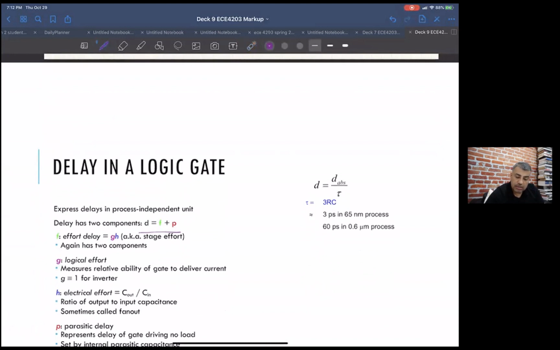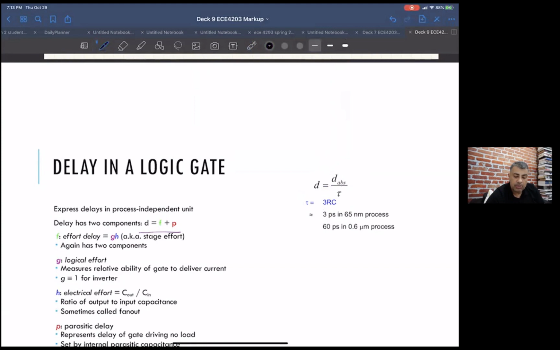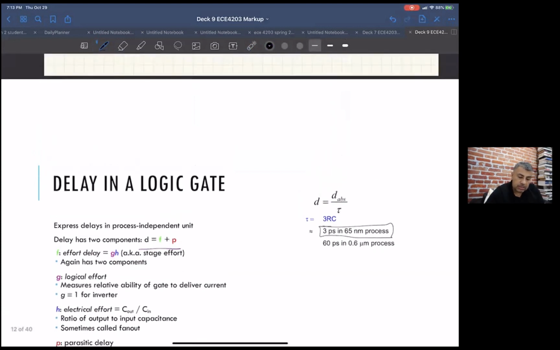So we're going to define a delay that's independent of 3RC by dividing the absolute delay by this ratio. We're going to call it tau, the time constant. So it's basically a relative delay, and then for each process, we plug in a different tau. As we'll see at the end of our examples, we just multiply everything by 3RC, and the RC is defined by the process you're in.